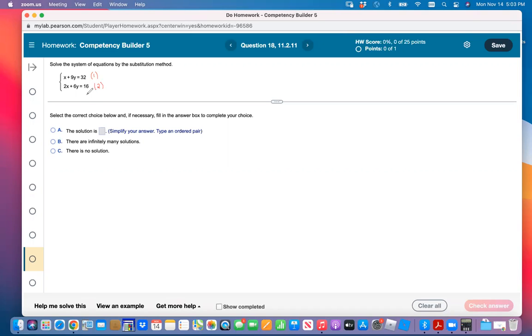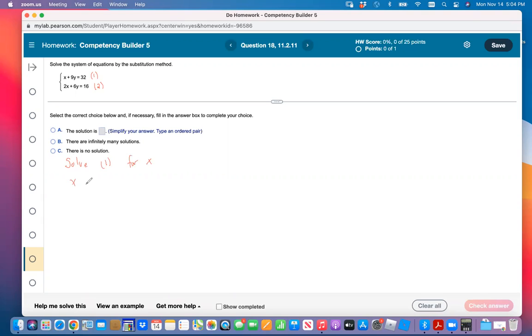And with the substitution method, what we do is we solve for a variable in either of these equations and substitute that into the other equation so that we have an equation in one variable that we can solve for. So looking at this first equation, I can see that if I solve for x, it will be less complicated since x has a coefficient of 1. So my strategy here is going to be solve equation 1 for x.